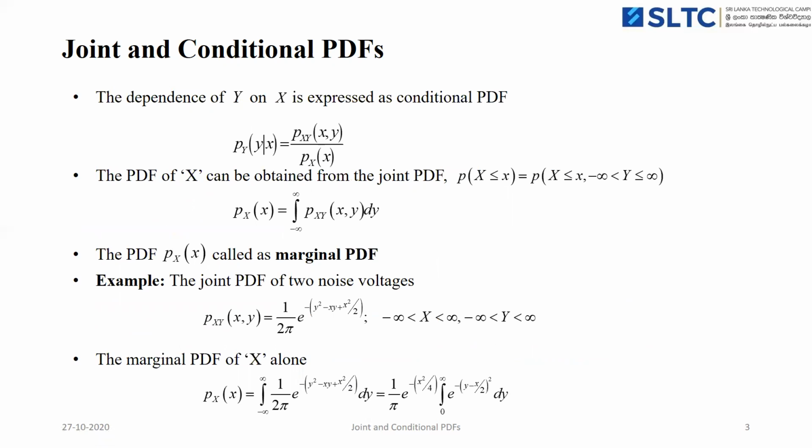Now we can assume that there is a dependence between the random variables x and y. Then we can find the conditional PDF of the random variable y given random variable x, which is mathematically represented as follows. For the random variable y, p of y given x is equal to the ratio of the joint PDF of random variables x and y, that is p of x comma y, divided by the PDF function of the random variable x.